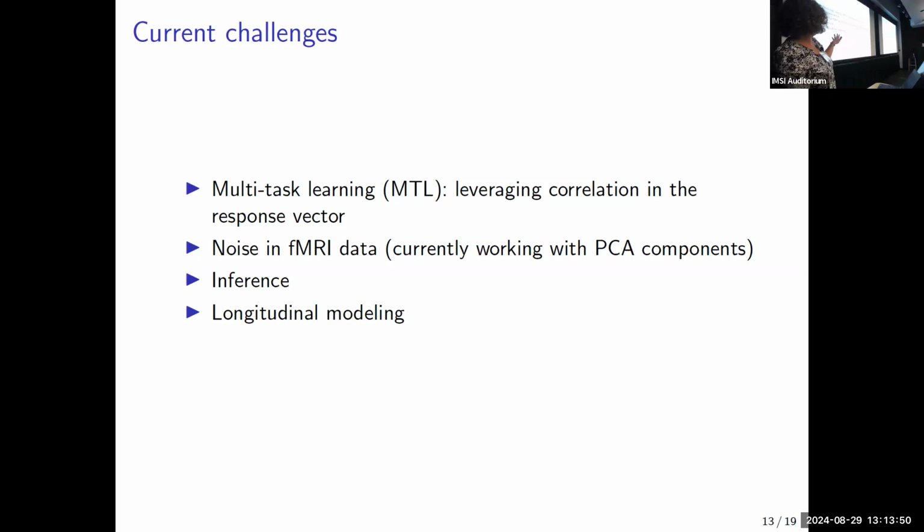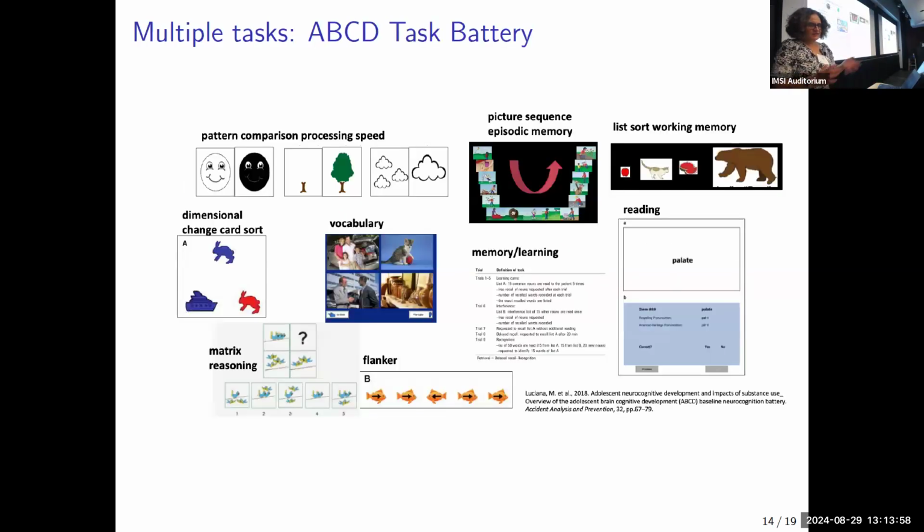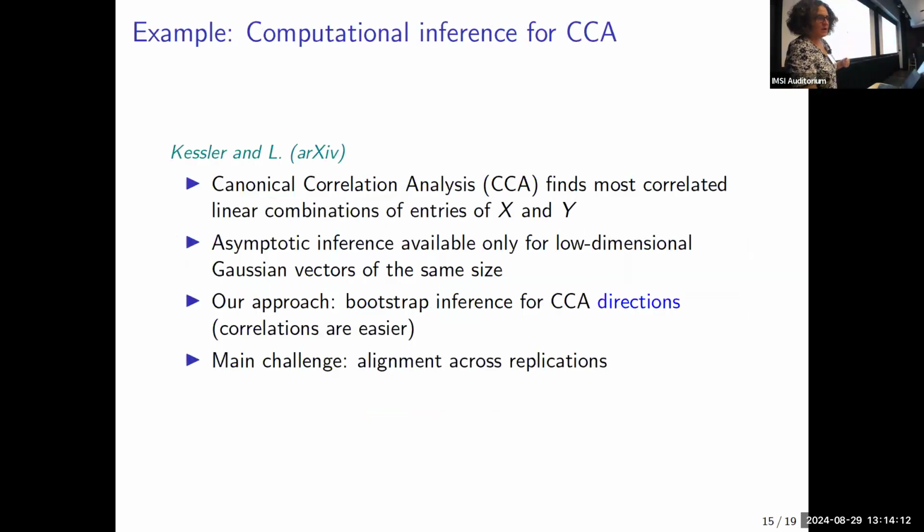Longitudinal modeling is future work, and now that Tom gave his great talk, I can just go read his papers and be done with that. But here's one example with multiple responses. This is from the ABCD study. This is a cognitive task battery. It's 9 different tasks that the kids in the study are given to do. So you have these 9 scores.